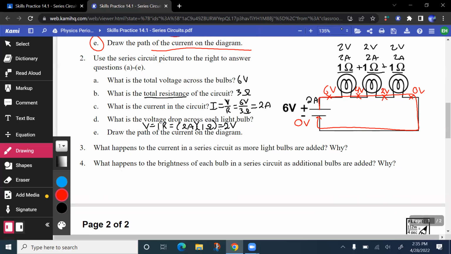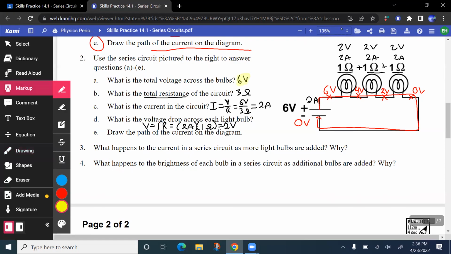Okay, part 3. What happens to the current in the series circuit as more light bulbs are added, and why? Well, when we added more light bulbs in the circuit, we added more resistance in the circuit. The voltage was the same, but more resistance means less current. So let's comment on that real briefly.